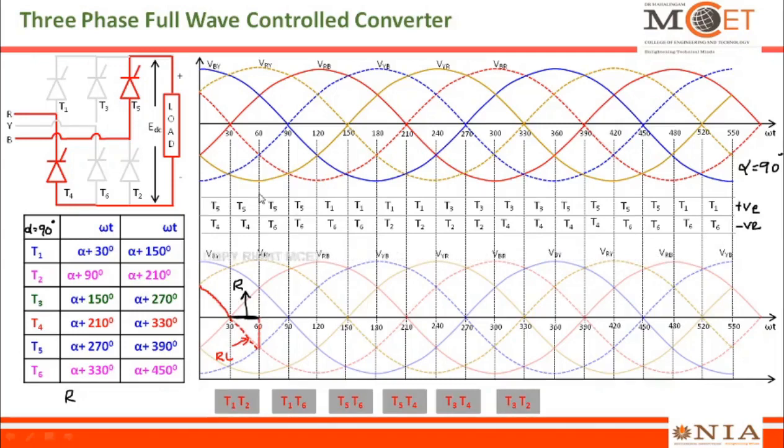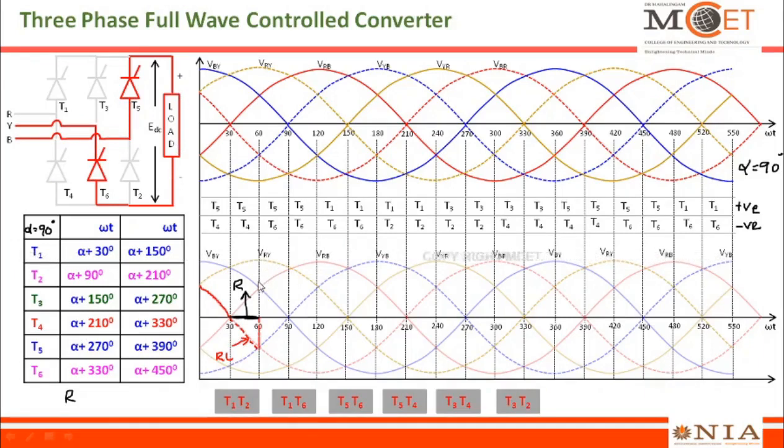Now for the next 60 degrees, that is from 60 to 120, T5 and T6 are conducting. Once T5 and T6 are conducting, the voltage which appears across the load is VB on the positive of the load and VY on the negative of the load. So VBY will be the voltage which appears across the load.